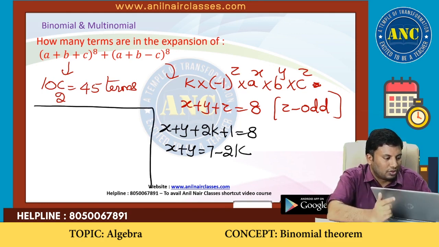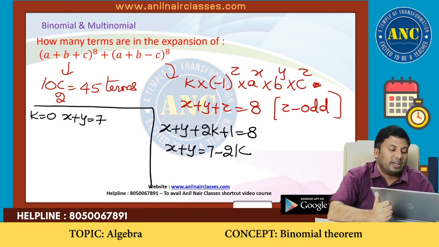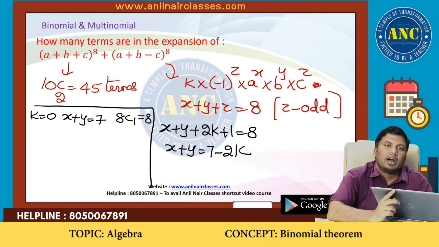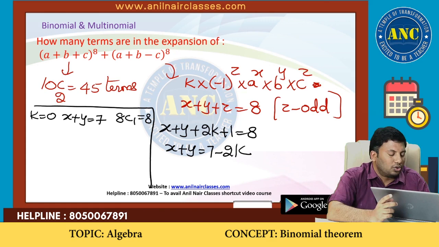7 minus 2k. If k is 0, x plus y equals 7. X and y can take 0. 7 plus 2, it is 9. So it is 8C1. 8 values I got. I hope it is clear, right? X and y can take 0, right? 7 plus 2, 9. 9 balls are there. There will be 8 gaps.